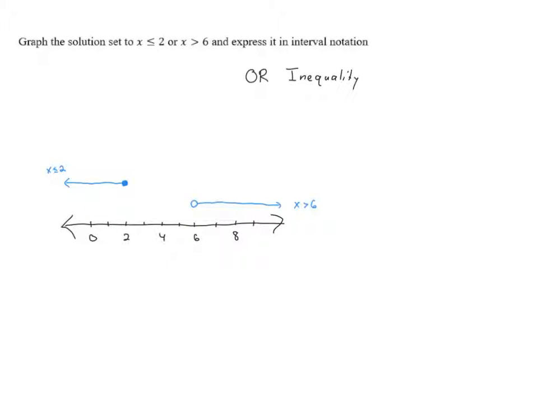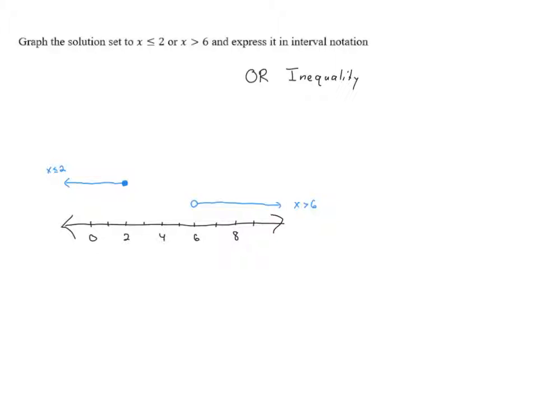Now we're not looking for the overlap here because this is not an and inequality. This is an or inequality. It's a completely separate situation. So when it's an or inequality, we don't need both of them to be true because the word or means either one or the other is okay.